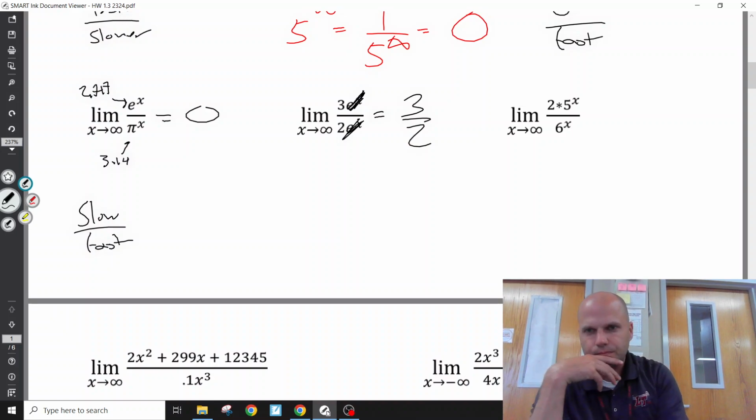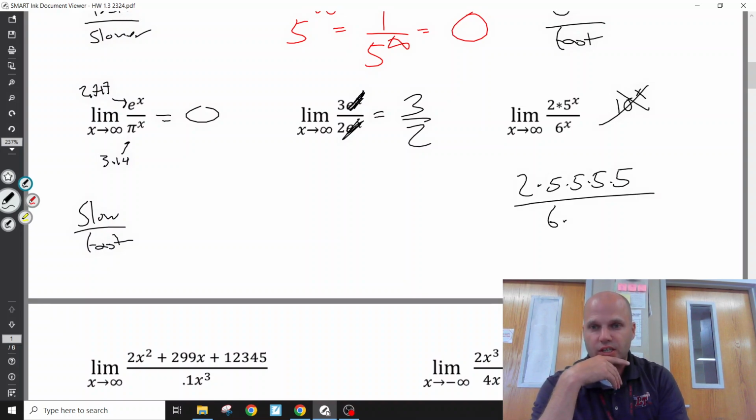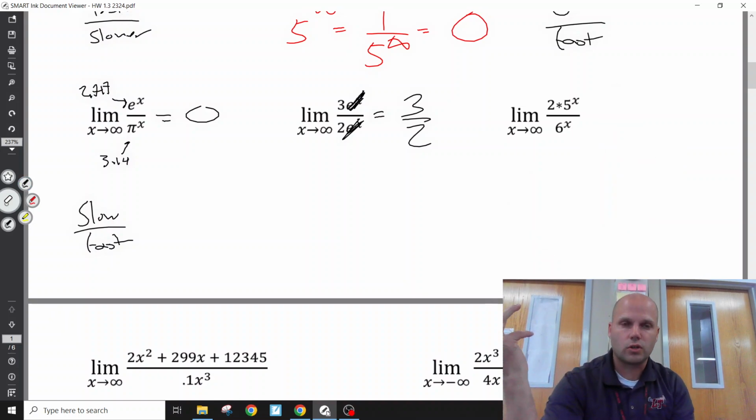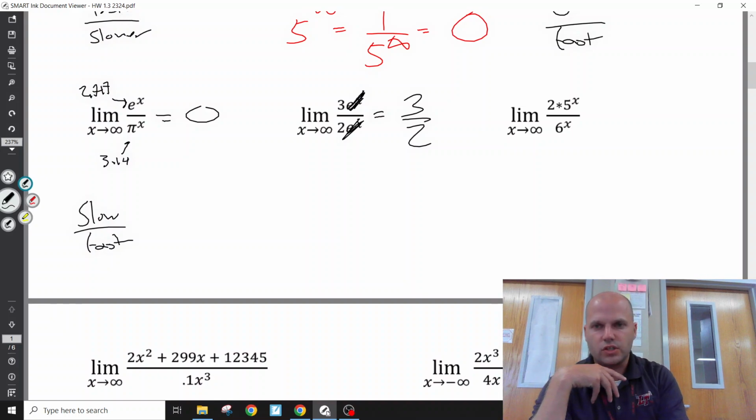Be careful though. Many people might think this is faster over slower because you think this is 10 to the x. This is not 10 to the x. That's not right. This is 2 times 5 times 5 times 5 times 5. This is 6 times 6 times 6 times 6. This 2 is not making a dent into the growth. 6 times 6 times 6 times 6 will produce larger and larger values faster. This is a slower over faster again, which approaches 0.